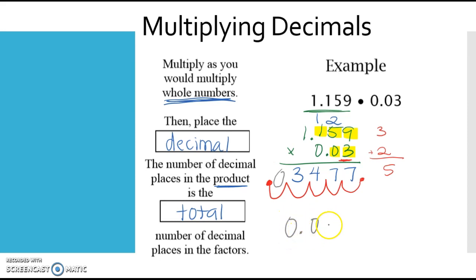So our final answer is 0.03477. So we multiplied like normal and then found how many numbers were behind our decimal places and used that number to determine how many times we swoop our decimal place to the left. We're going to go ahead and try another one here.